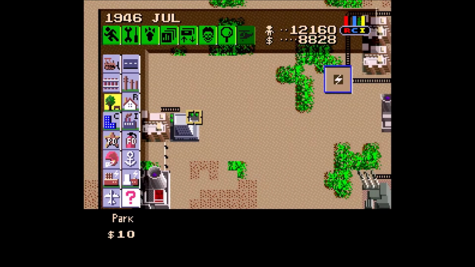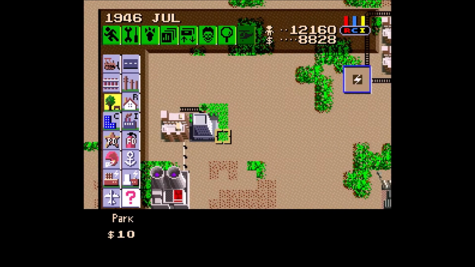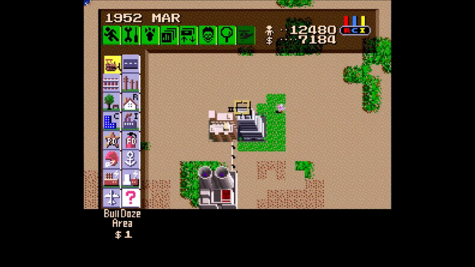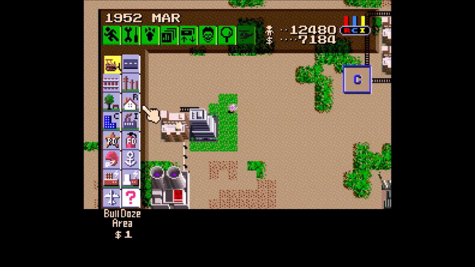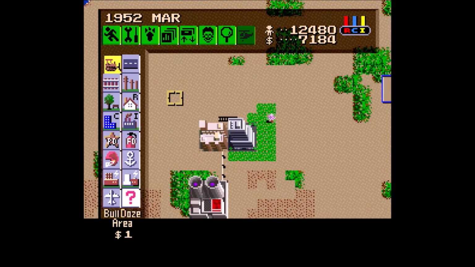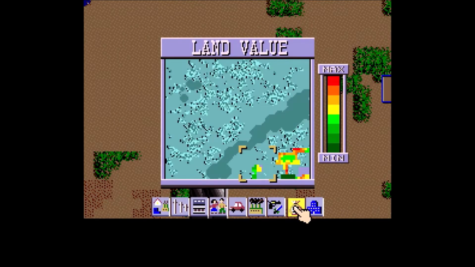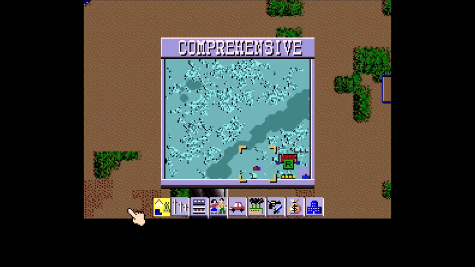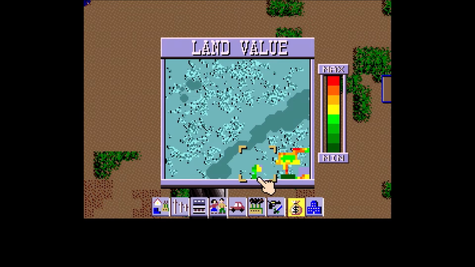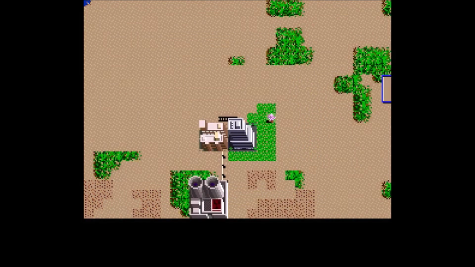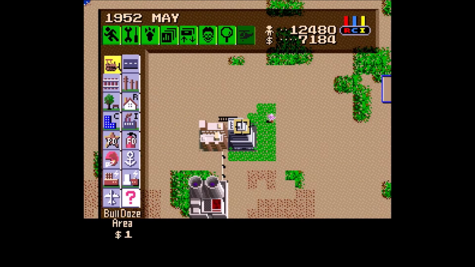So let's try to get a fully developed C upper here. I'm just going to add a little bit of park at a time. Okay, so we added some park around it and we were able to get a fully developed C upper. If we look at the map now, here is the commercial zone. If I hit the land value, this commercial zone's all yellow. All yellow is required to make it a fully developed C upper.